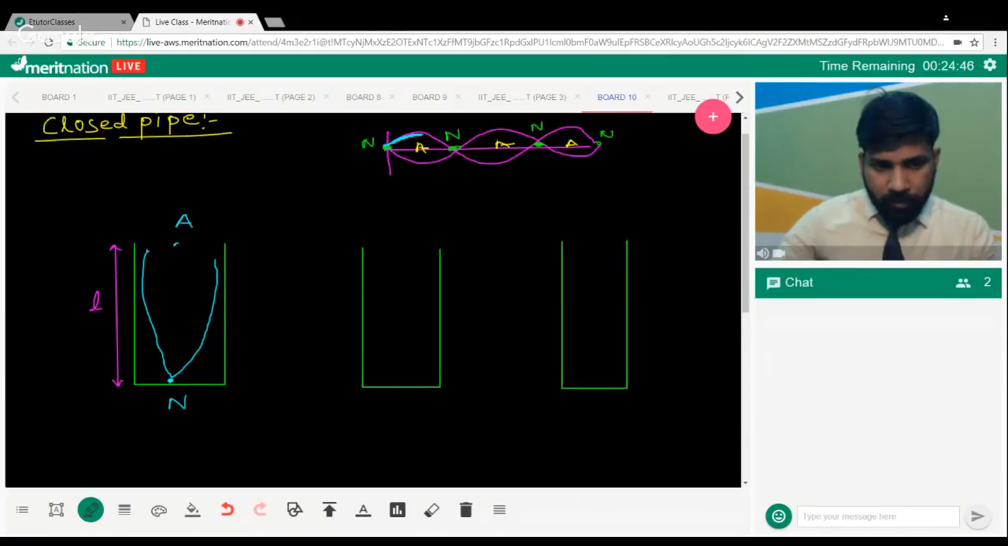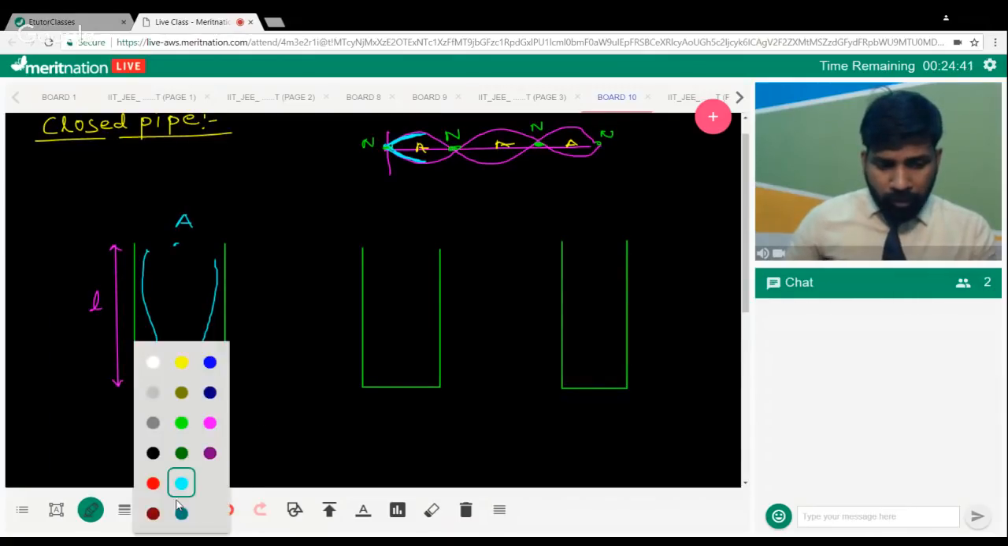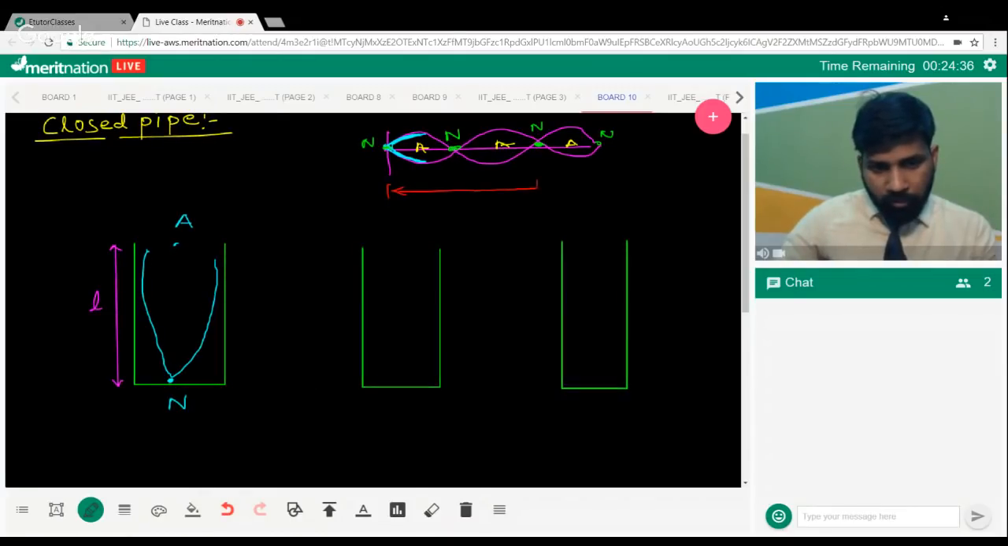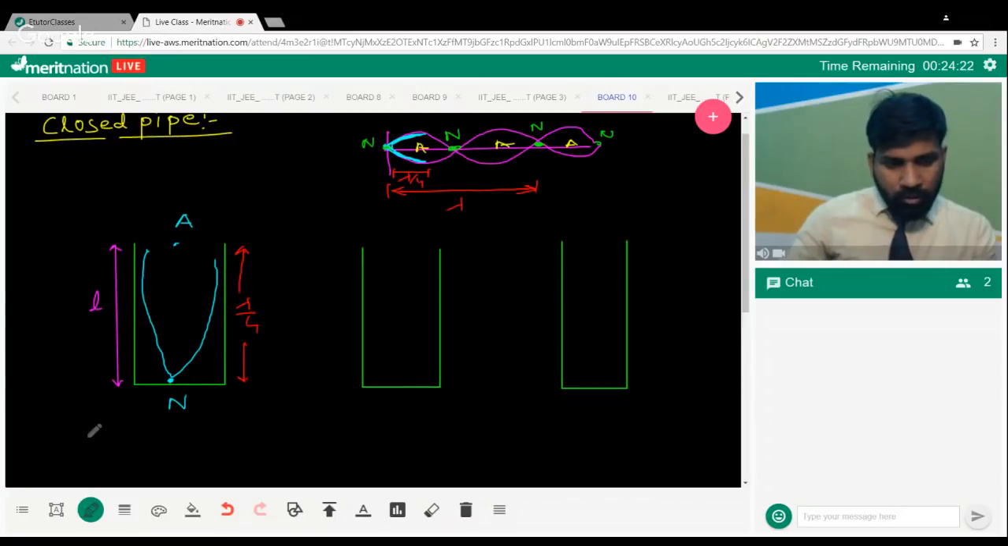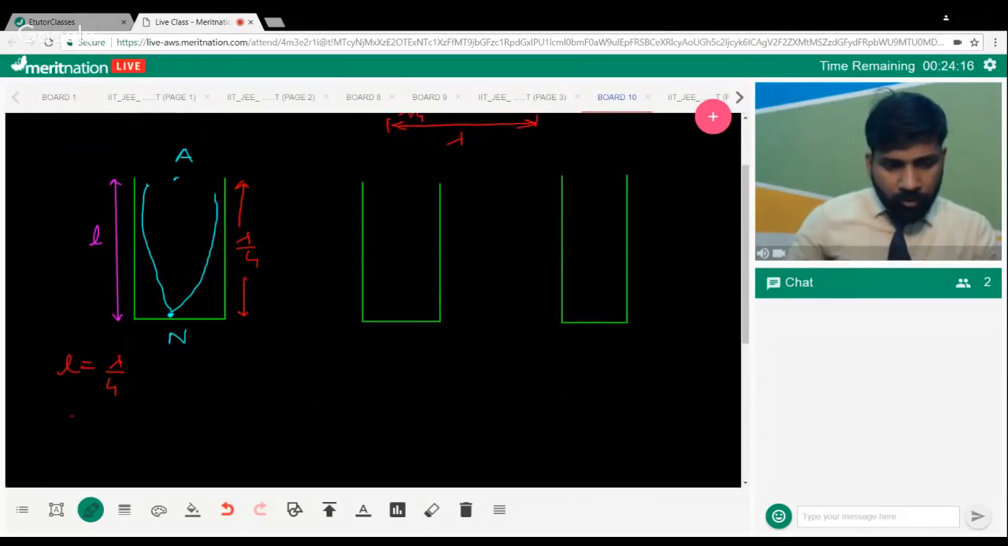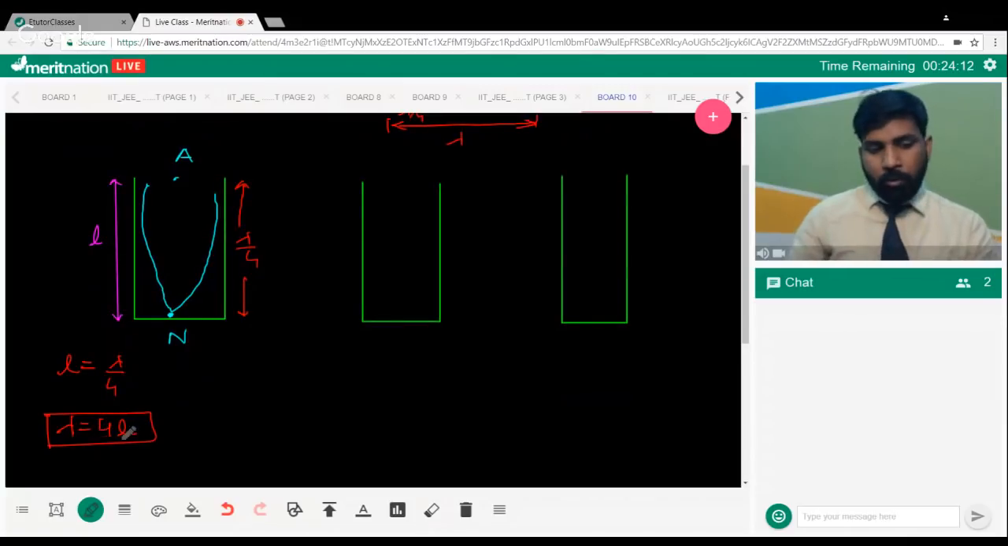You know very well, from this diagram you can see this is one complete wave, so the wavelength is lambda. So for this, I can say lambda by 4. Exactly, Kishore, lambda by 4. So it means the length of this tube is equal to lambda by 4. So now lambda is equal to 4 into L. This is the wavelength.